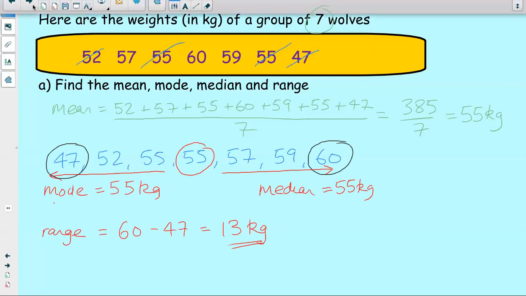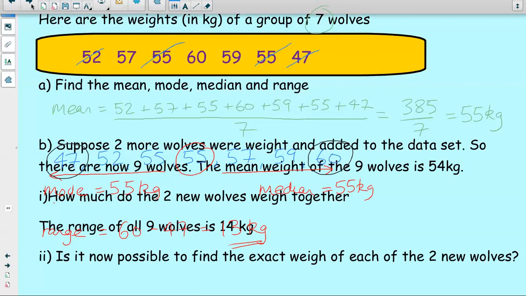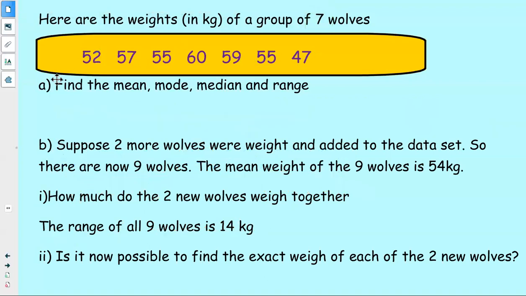So let's look at the next part. Next part is quick problem solving. So let's have a look. Sorry, I'll clear that. Okay, so it says, suppose two more rows were added to the data set. I think it's meant to say, sorry, the typo here, wolves. So there are now 9 wolves. The mean weight of the 9 wolves is 54 kilograms. How much do the 2 wolves weigh together?